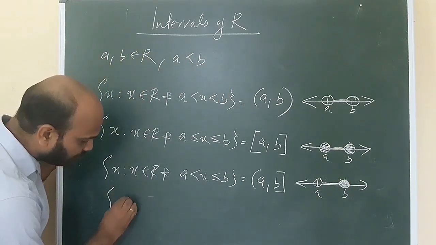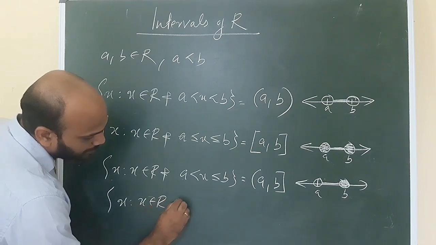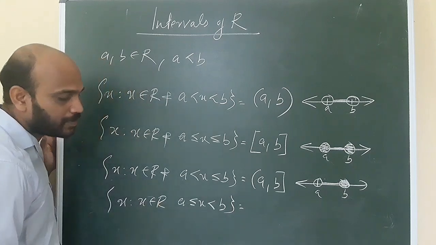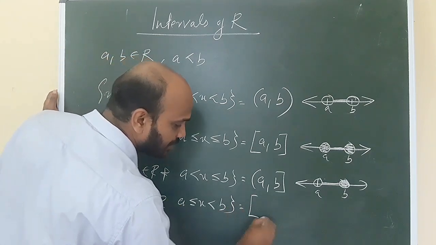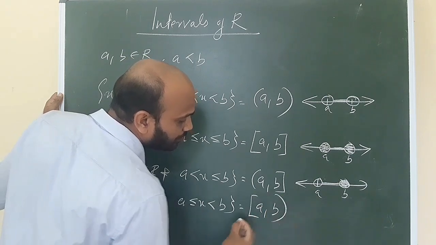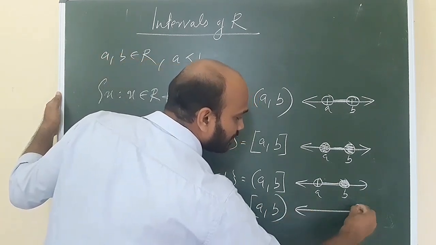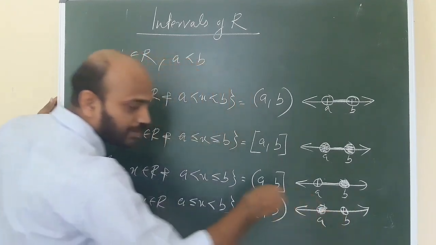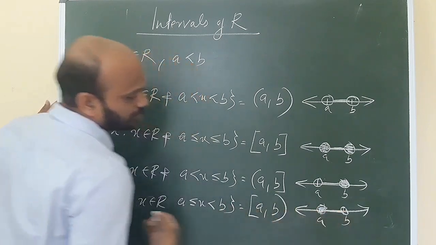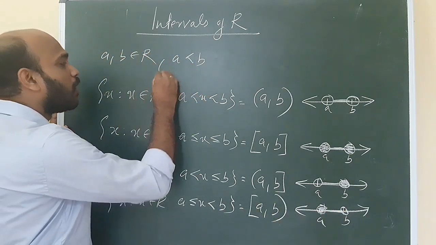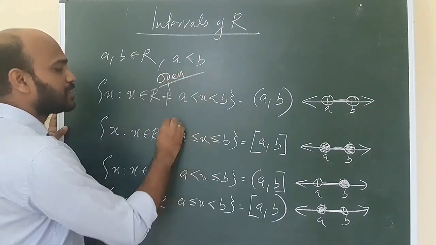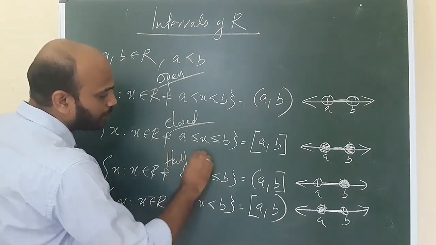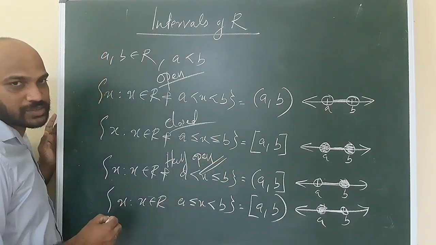So the last form. The set of all x such that x belongs to R and A is less than or equal to x less than B. This is also half open. This side is closed, and it is denoted by half open interval from A to B. On a number line, we can represent it in this way. This side you have to shade, this circle you have to shade, and join the two circles. So this one is an open interval, this is a closed interval, and this is half open or half closed.